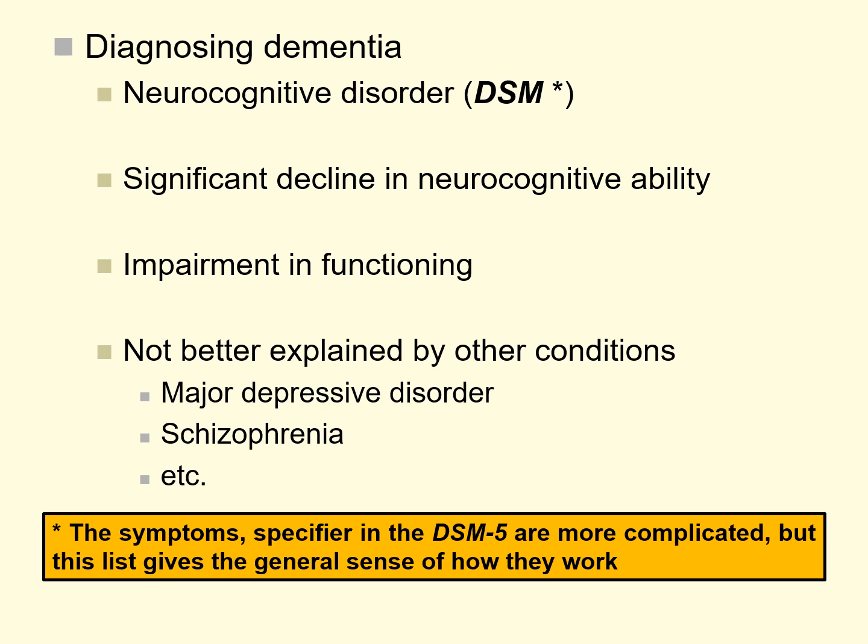We'd also like to see this pattern of decline in functioning, decline in ability, impairment in functioning, not better explained by some other condition, like major depressive disorder, schizophrenia, and so on. So if we see that the person has severe alcohol dependence, and that we might even suspect that they were drunk the day that they took the test, well, that's probably a better explanation than dementia.